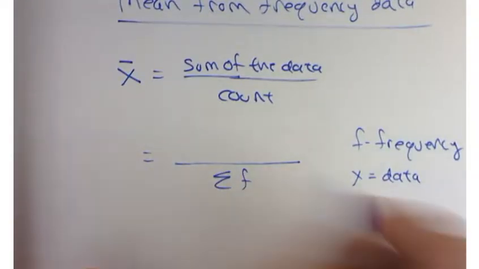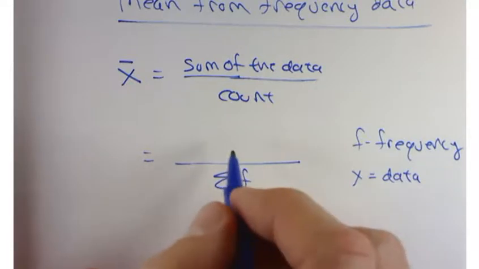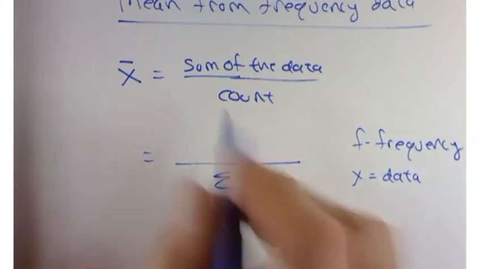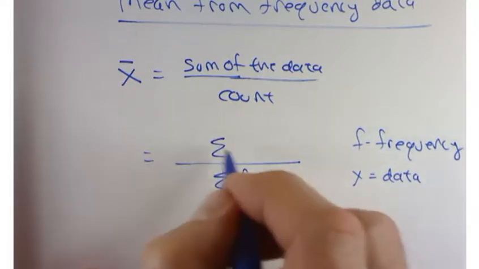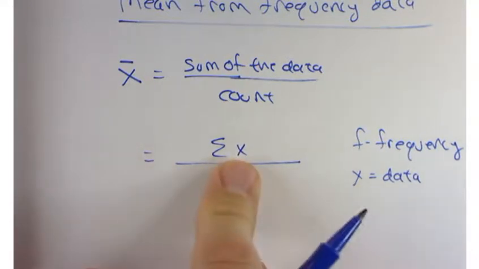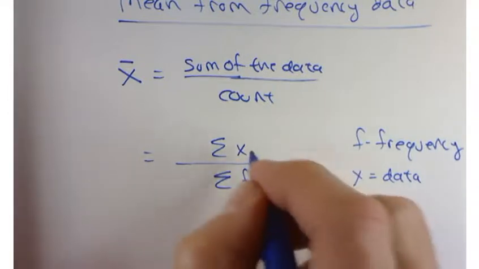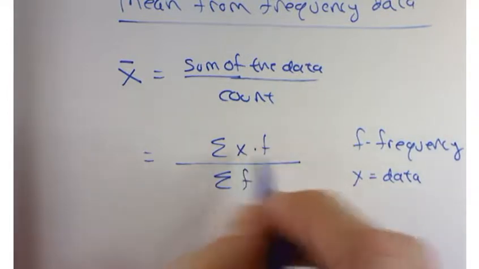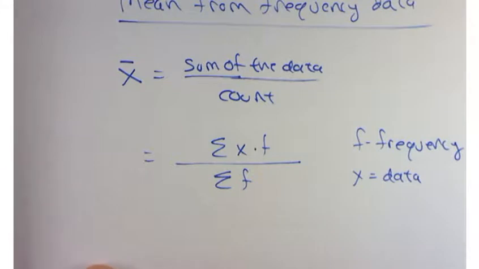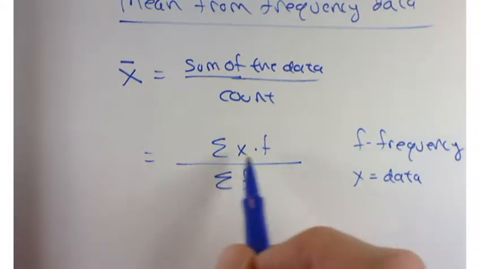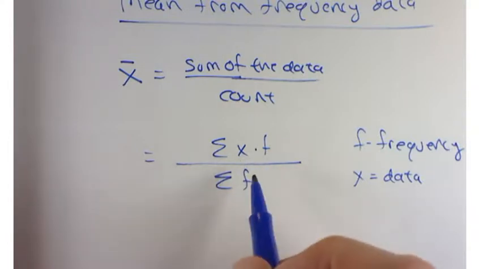Now, in this case, in order to calculate the sum of the data, you're going to have to take however many people are in the first class, 24.5, and multiply that by the frequency, so X times F. So if you have 10 people in that class, well, then it's 10 times 24.5.